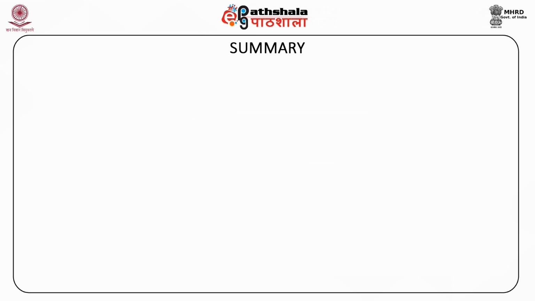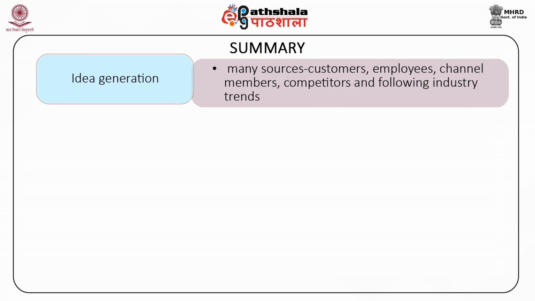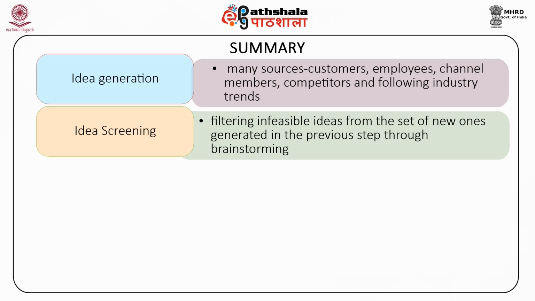The new product development process typically consists of 8 steps which allow for elimination of infeasible ideas and further fine-tuning of concepts and products that are chosen to be developed. Idea generation: there can be many sources of new ideas including customers, employees, channel members, competitors, and following industry trends. Idea screening: filtering infeasible ideas from the set of new ones generated in the previous step through brainstorming.